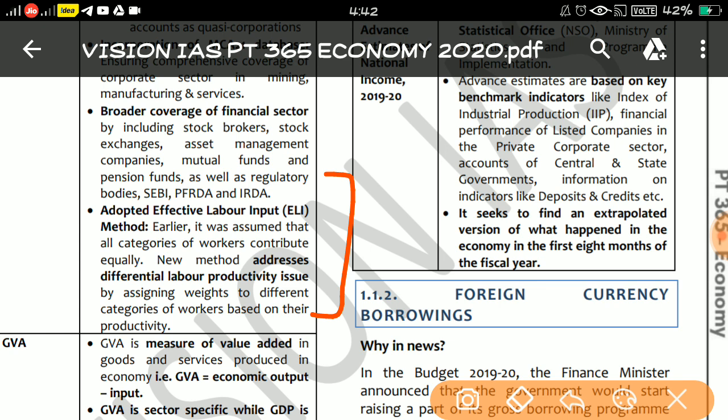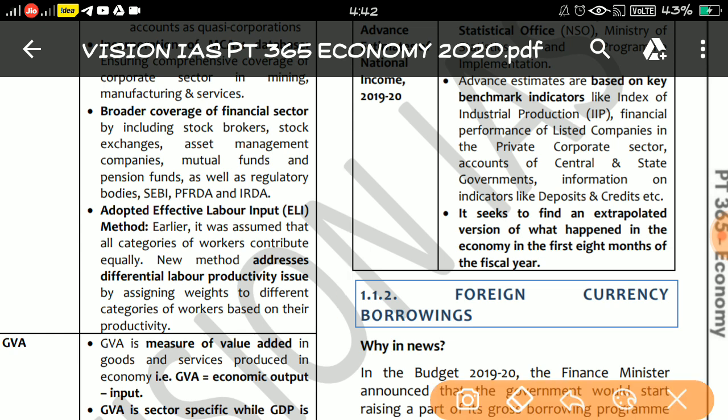So that's why we have the Effective Labor Input method, in which there will be differential labor productivity. My productivity will be different from your productivity. In the economy also, there are different sectors, so there might be different productivity on the basis of their productivities. So that's why this is there.